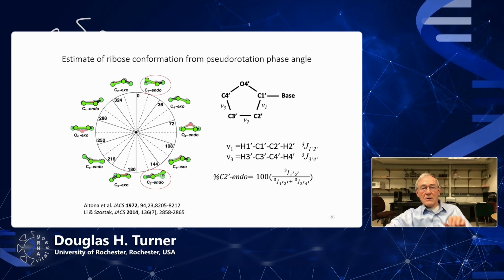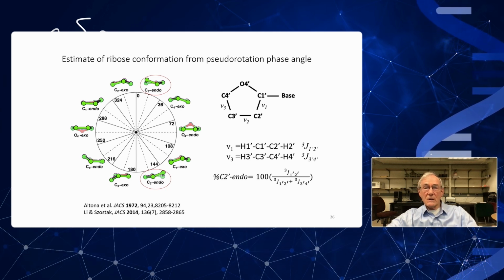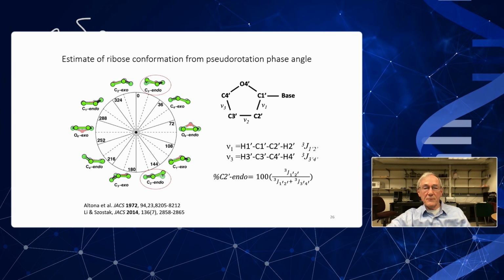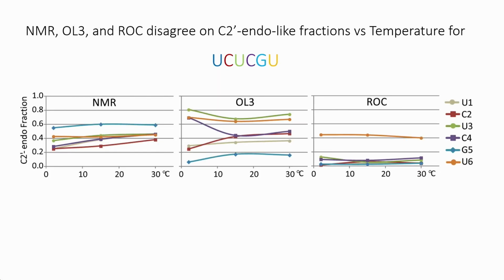And so in RNA, typically the sugars are either C3' endo or C2' endo. In principle, all the things on the circle can be formed, but the ones that have the best energy are C3' endo and C2' endo. So that actually helps to compare the NMR to the simulations. That sugar pucker is something that you can predict, and it's something that you can measure by NMR.